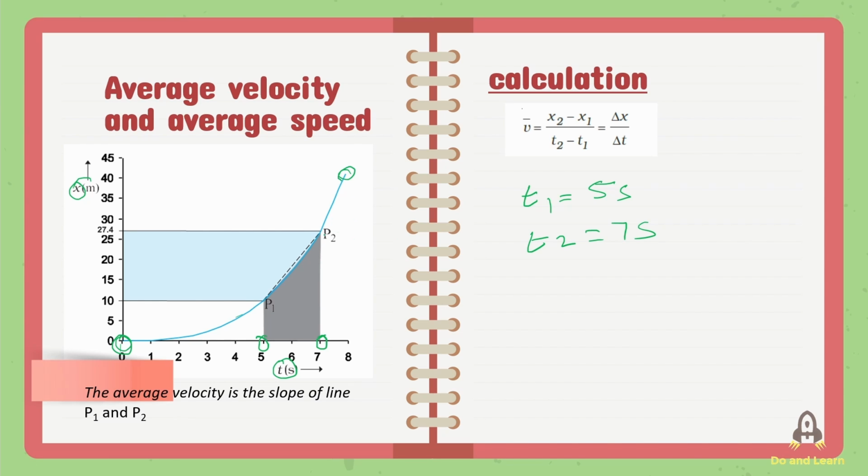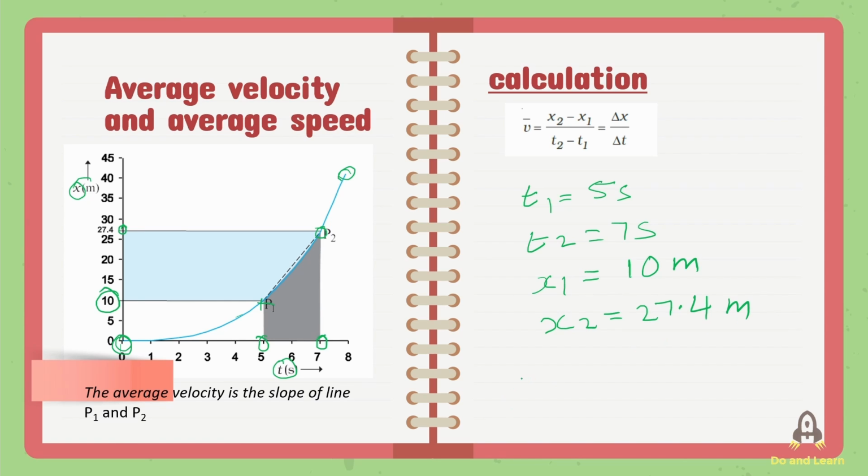Okay, so let us find the distance traveled at time t1, 5 seconds. This p1 shows the distance that is equal to 10 meter. So that is the first position. We can use the letter x1 to denote it. x1 is the first position, that is 10 meter. Then go to the second position, that is point p2. P2, go to the y-axis. Here it is given 27.4.